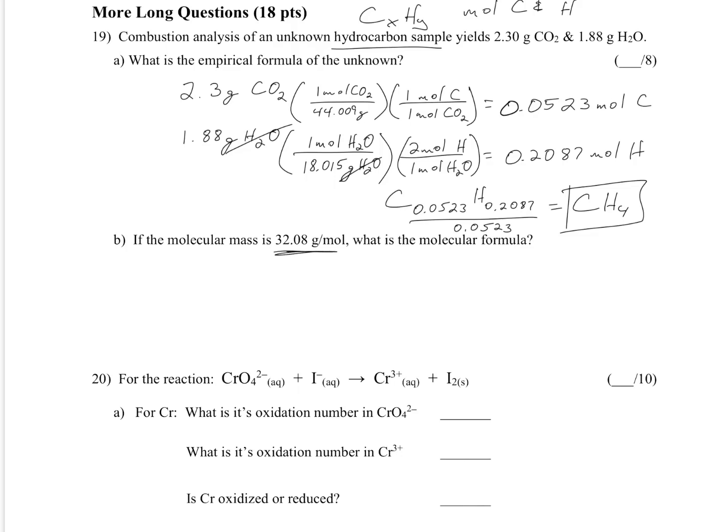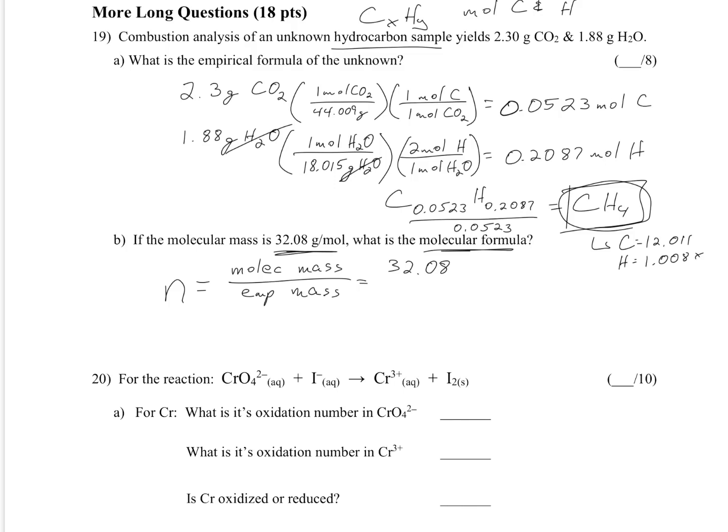So part B, now we're told the molecular mass. So now from that, we can find the molecular formula. In order to do that, we need to figure out, hey, this CH4, it has n number of subunits. And so we can take the molecular mass divided by the empirical mass, 32.08. I look here, I have carbon, which is 12.011. I have hydrogen, which would be 1.008 times 4. This will give me 16.043. This gives me 2 for my n, so my molecular formula is C2H8.